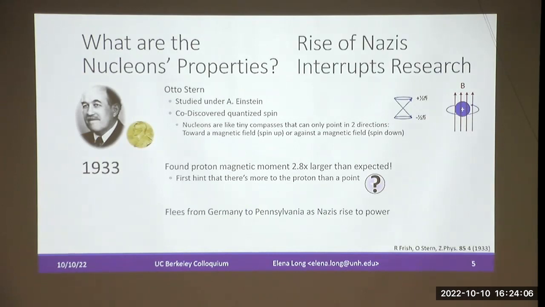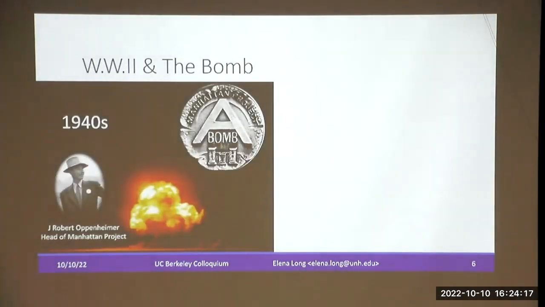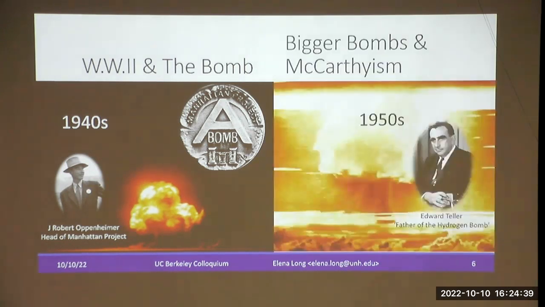Of course, as happened to many research groups in this era, the rise of Nazis to power interrupted a lot of research. Otto Stern actually fled from Germany to Pennsylvania during this time frame, and a lot of effort for scientists of the time went into the Manhattan Project here in the States. It's actually a guy by the name of Robert Oppenheimer, who you might be familiar with from the Manhattan Project. If that history had been a little bit different, you'd probably know him more for black holes research. Afterwards, following up with trying to make bigger bombs, and McCarthyism coming through in the 1950s, a lot of this diverted nuclear physics away from the study of protons and neutrons and into this kind of development. So we have a little bit of a hiatus.